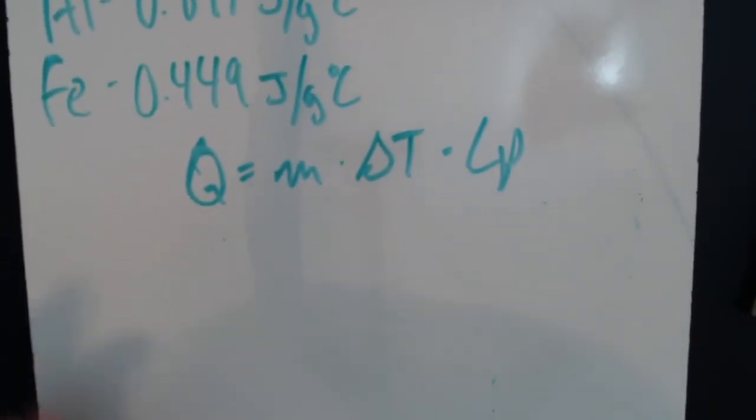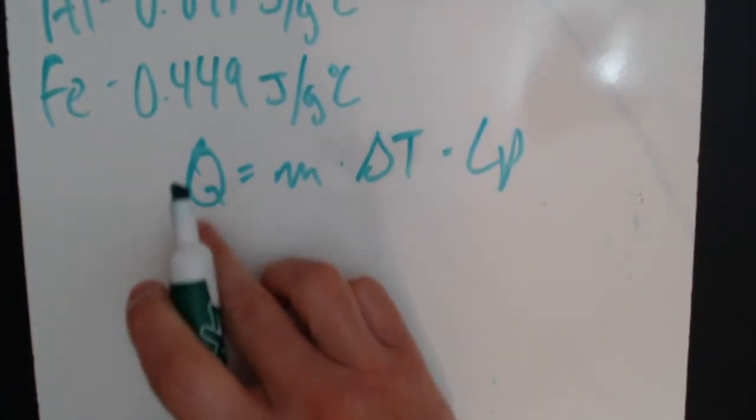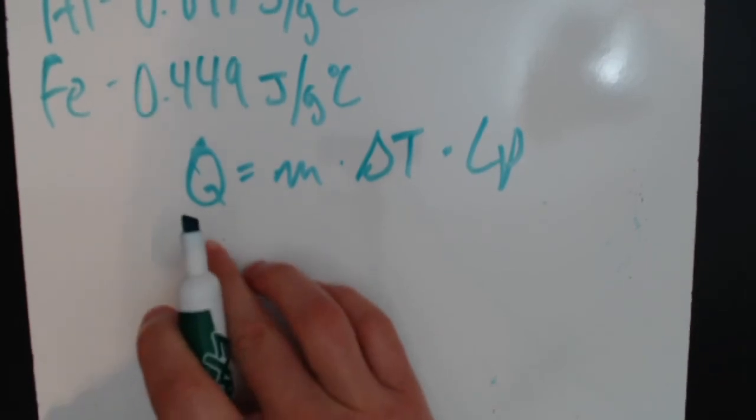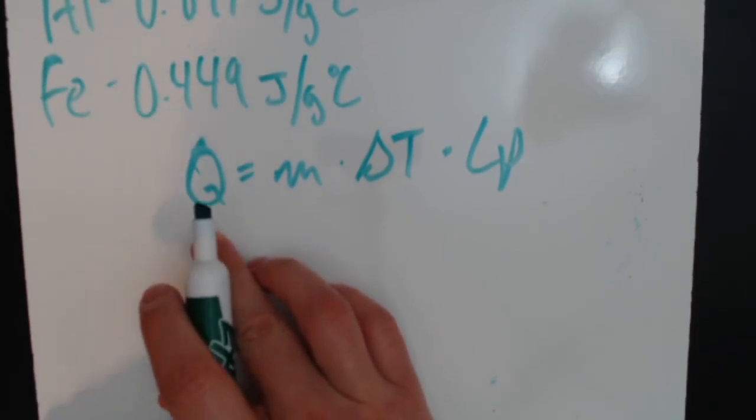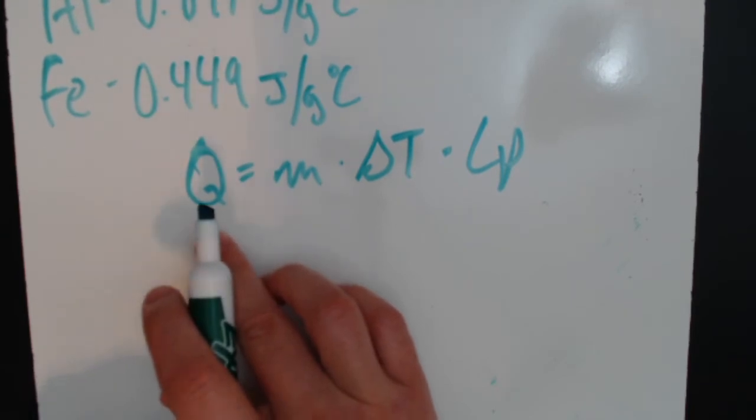So it says how much heat is given off. When it says heat or energy or anything to do with that, we're talking about Q. So again, we're solving for Q on this one. It says given off, so that implies that energy is being lost. So if energy is being lost, ultimately our Q should be negative.